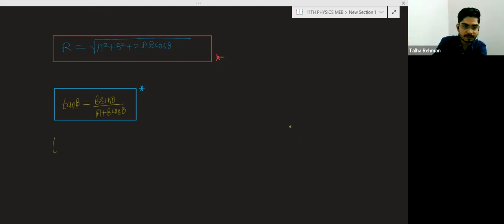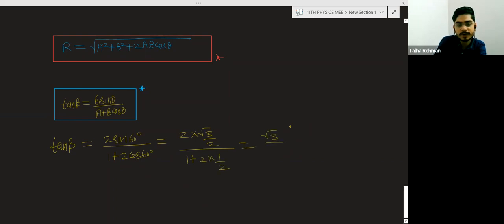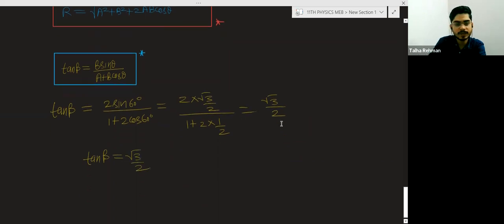So we have to find this tan beta. B sin theta means 2. What is theta? 60 degrees. 2 sin 60 divided by 1 plus 2 cos 60. Sin 60 is root 3 by 2. And 1 plus 2 cos 60 is 2. So this will become root 3 by 2. This is your tan beta. So you have to find the beta only. So beta will be tan inverse of root 3 by 2.